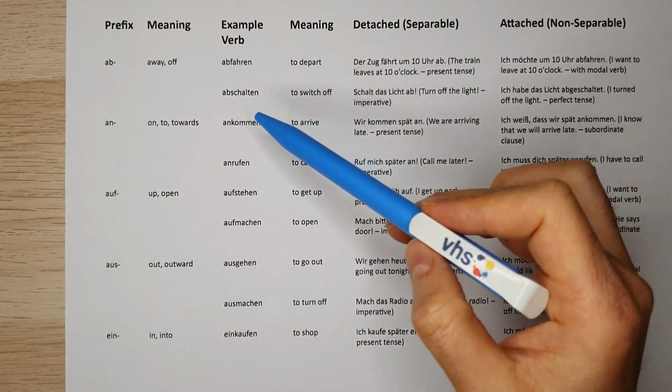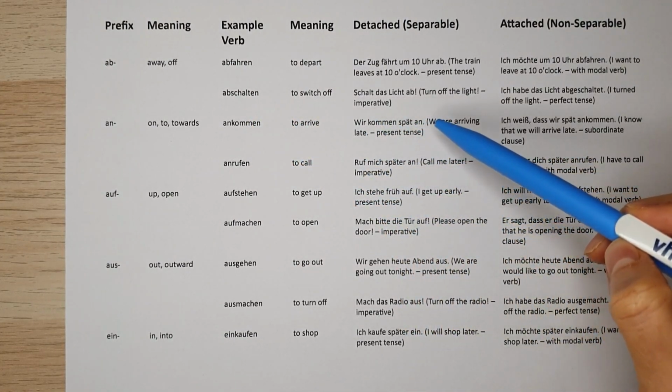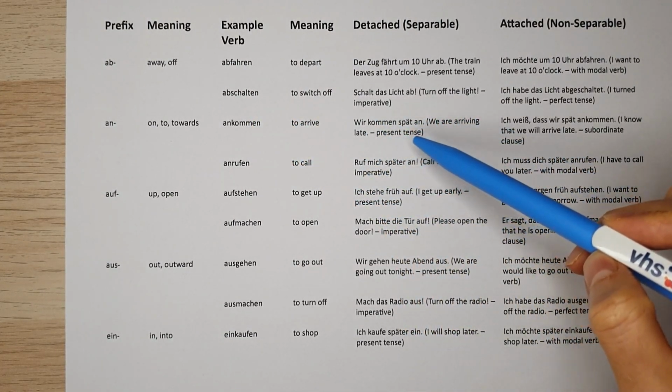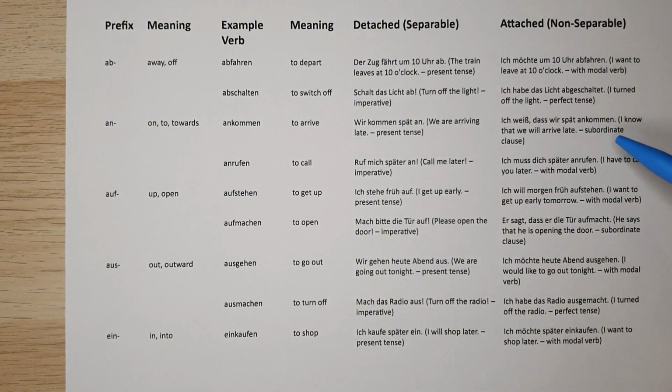In case of ankommen, wir kommen spät an. We are arriving late. Present tense sentence. In subordinate Nebensatz or relative Satz case, this will stay the same. Ich weiß, dass wir spät ankommen. I know that we will arrive late.